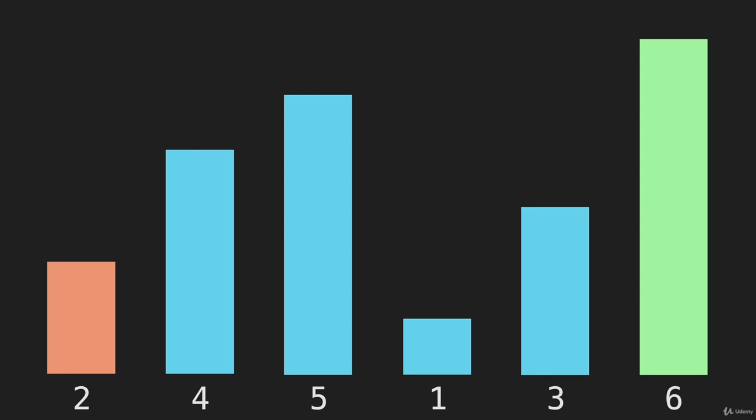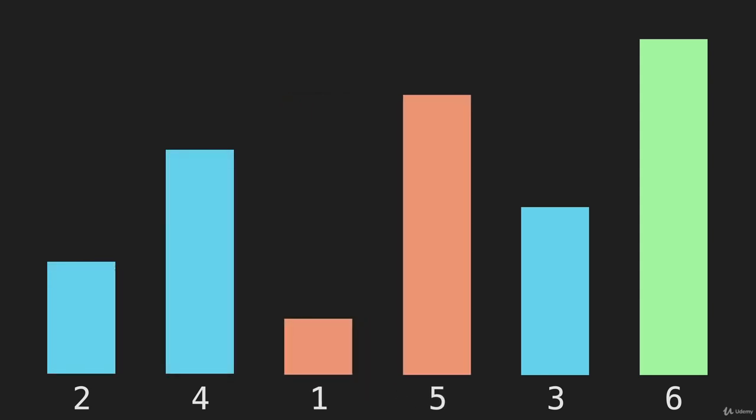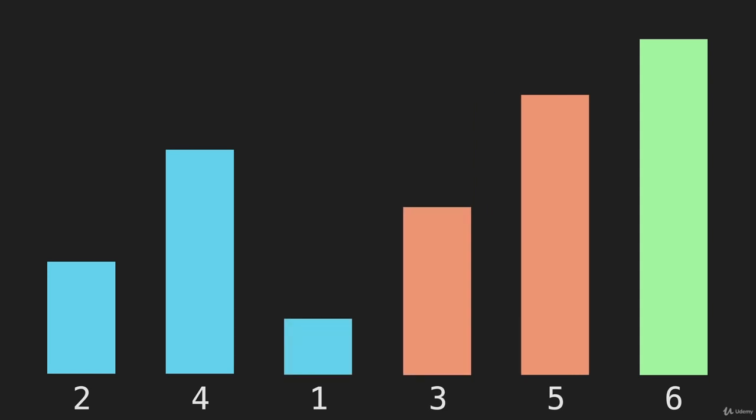Then we start over, and we compare 2 to 4, 4 to 5, 5 to 1, 5 to 3, and now the 5 is in the correct spot. So now the second biggest item has been bubbled up to the top. But that only took four steps. So each time we go through this, it will take fewer steps, but it is still pretty inefficient.